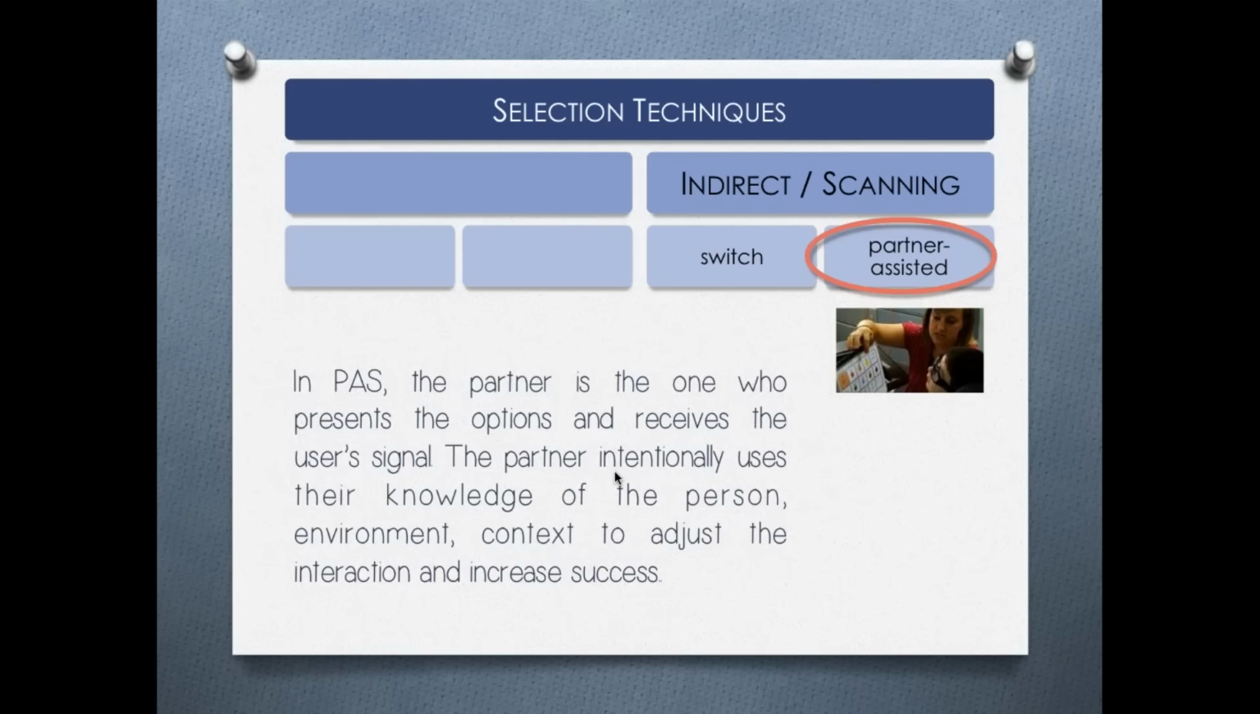So one of the things I wanted to be sure to point out was that we want the partner to use information that they have at their disposal and use that to help us to be more successful. One of the differences between the partner-assisted scanning and the switch scanning is the switch scanning is not flexible. It's consistent and it's independent, but it's inflexible.